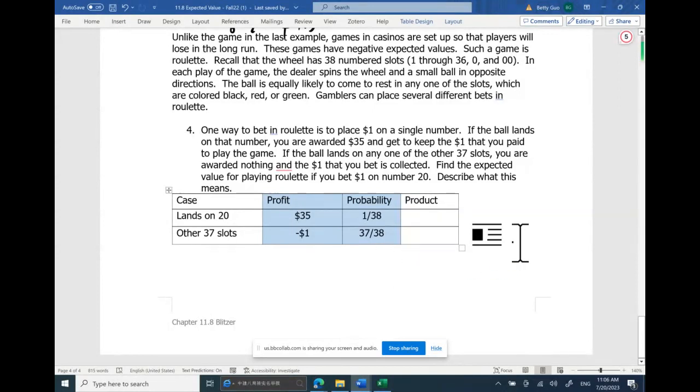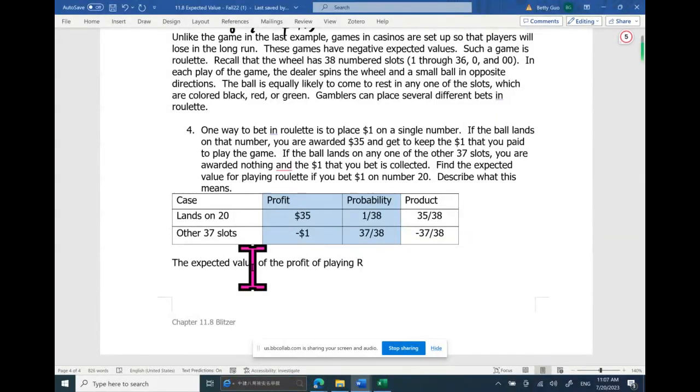And then we are going to multiply each row, find the product for each case. So the first row, multiply 35 by 1/38, that is 35/38. And second row, negative 1 times 37/38 is negative 37/38. Okay, and the expected value of the profit of playing roulette.